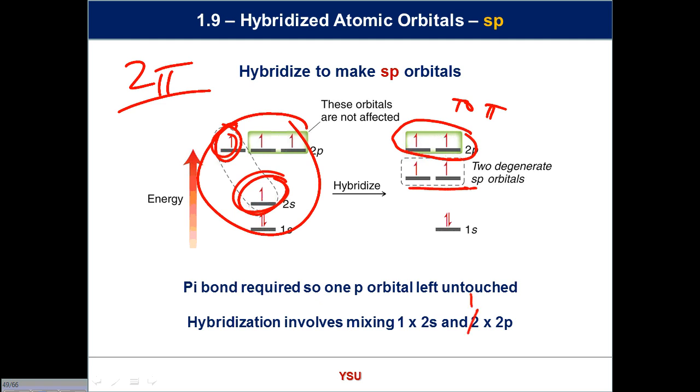Fixed. Okay. You need one of each, and you leave two of them alone. Why do I leave two of them alone? Because I need 2 pi bonds. Simple as that. So the projection into space is different. They're going to be linear.